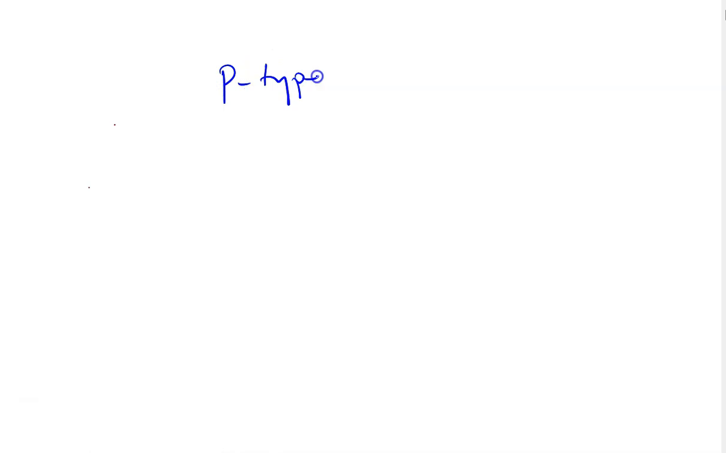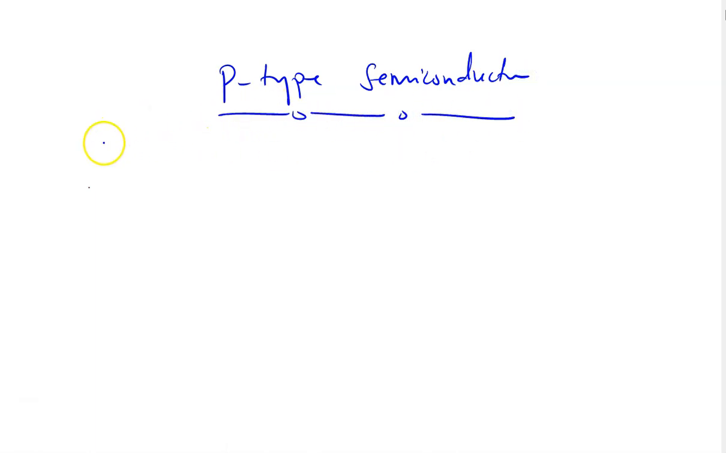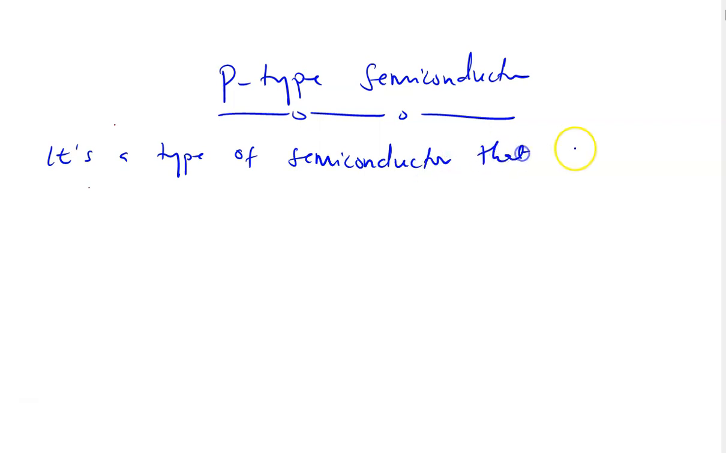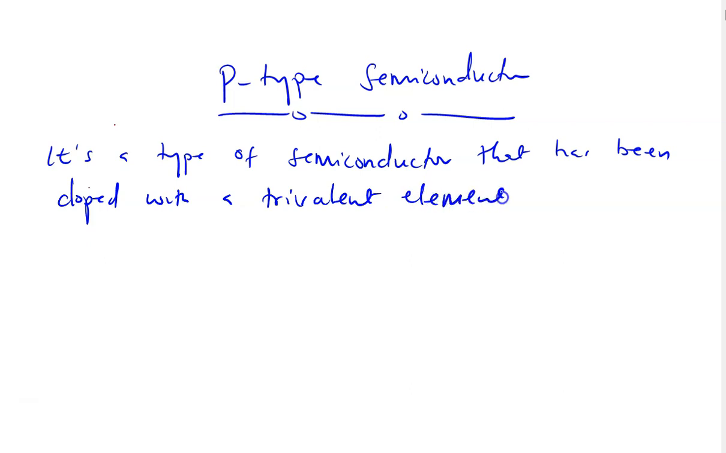So now let's move to the p-type semiconductor. Okay. So what does the p-type semiconductor say? It's a type of semiconductor that has been doped with a trivalent element. So this is a type of semiconductor that has been doped with a trivalent element.